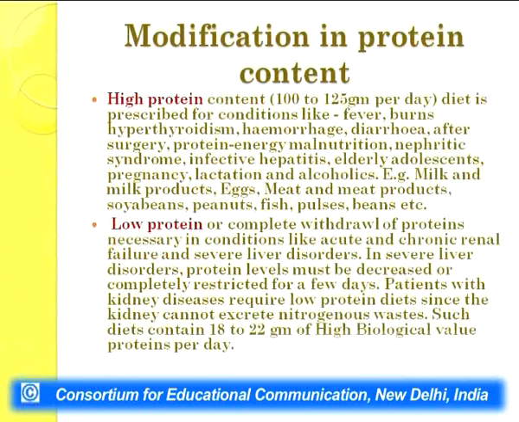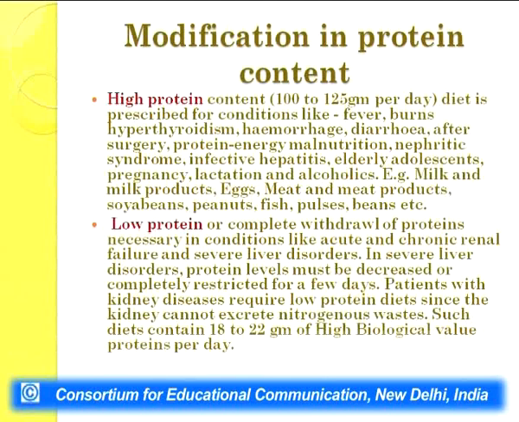Then modification in protein content. High protein content diet is prescribed for conditions like fever and burns. High protein means 100 to 125 grams per day, and it is required during fever and burns because, due to the rise in temperature, tissues are destroyed in the body. And for tissue repair, high protein is required.